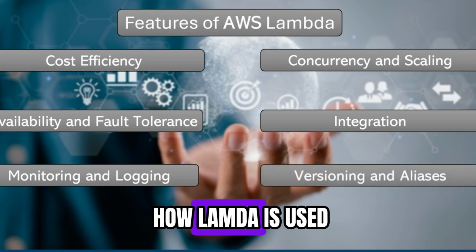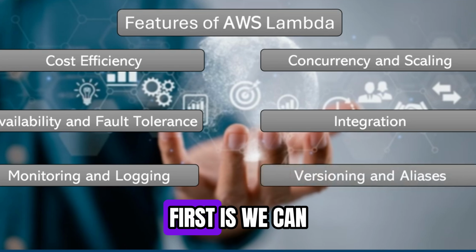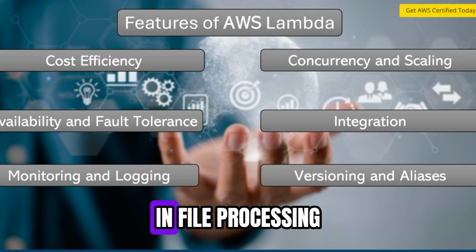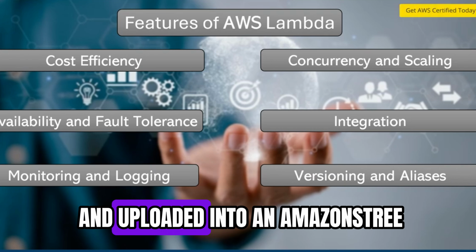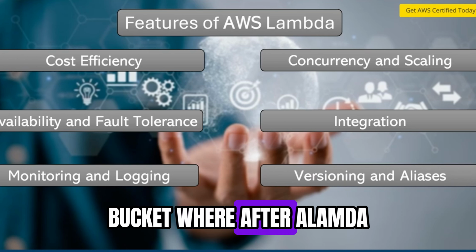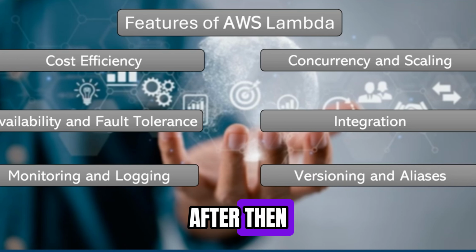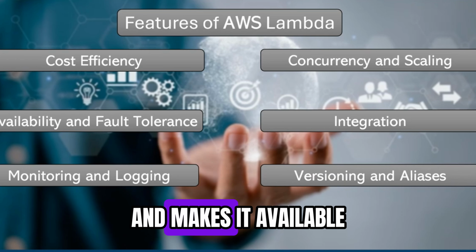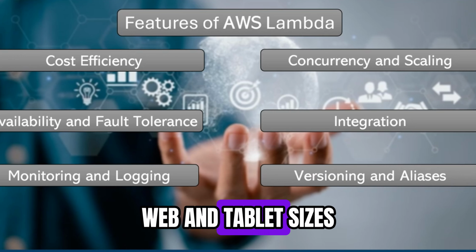Now let us see how Lambda is used in different scenarios. First is file processing. In file processing, the image is taken and uploaded into an Amazon S3 bucket, whereafter a Lambda is triggered. Then the Lambda resizes the image and makes it available in mobile, web, and tablet sizes.